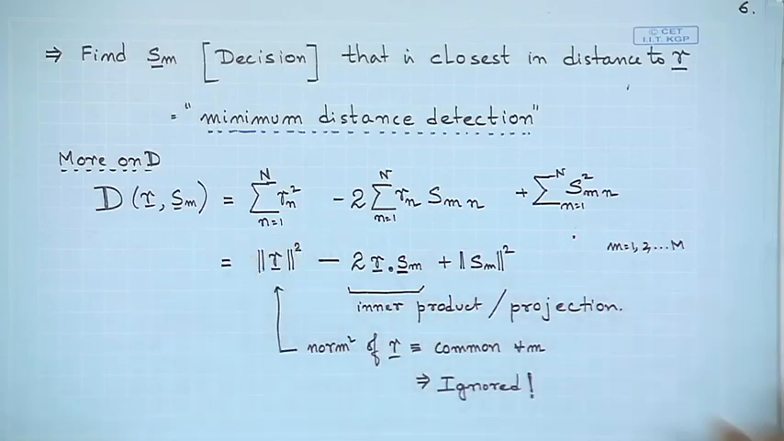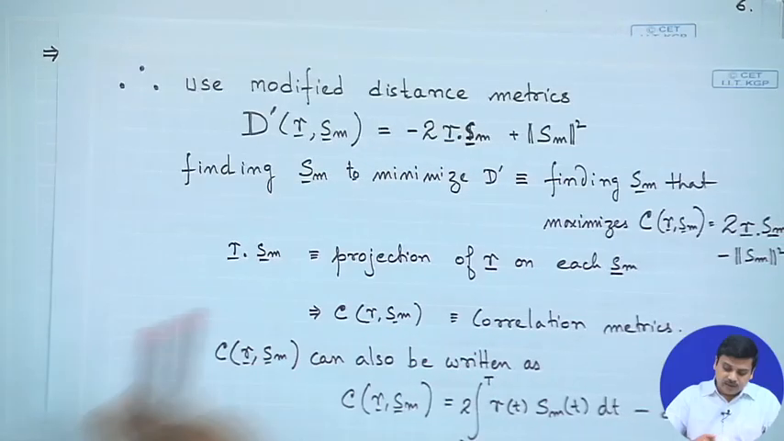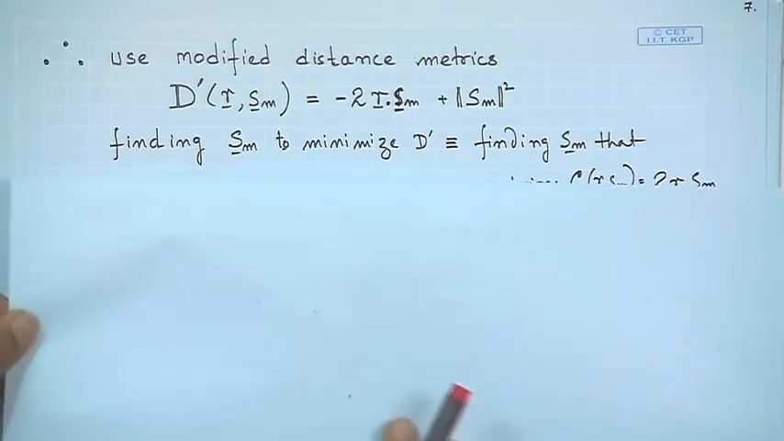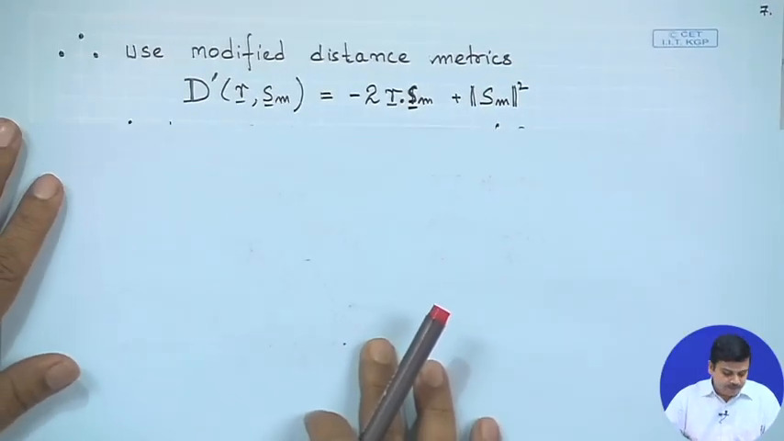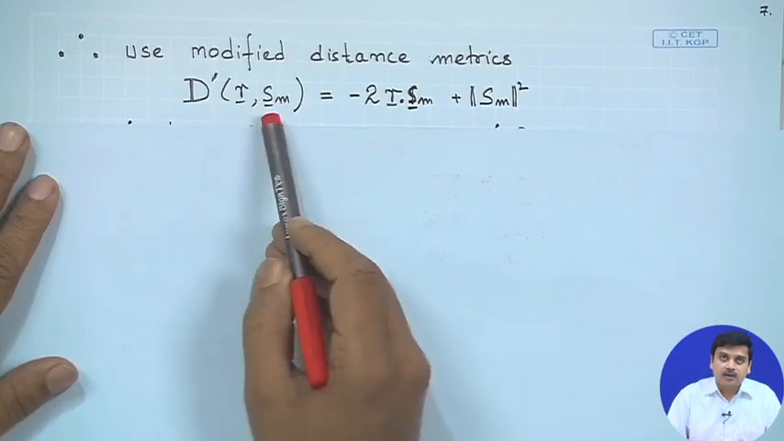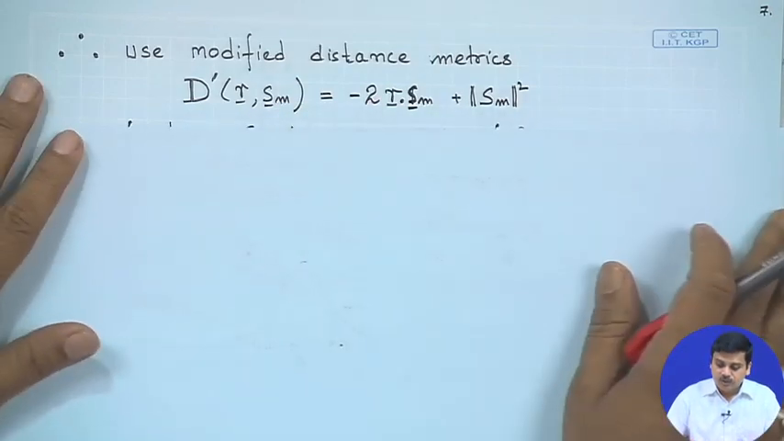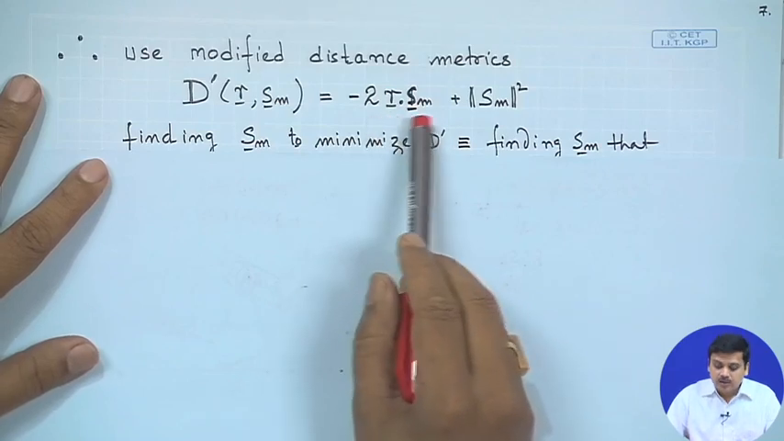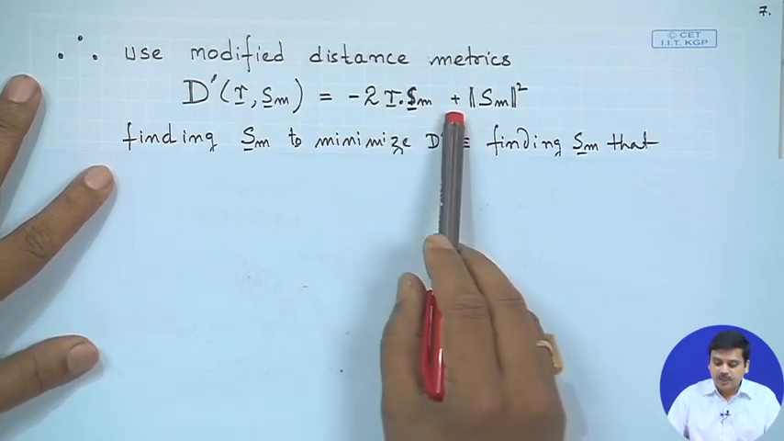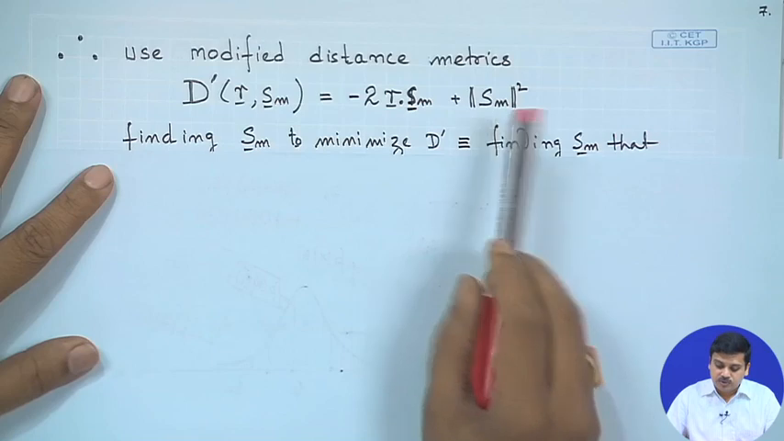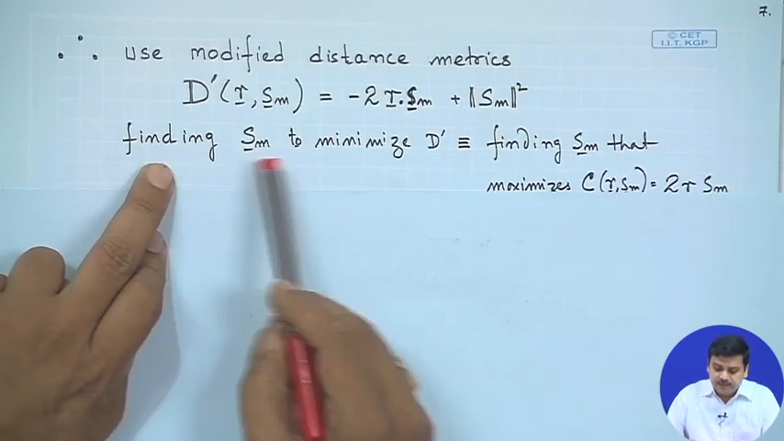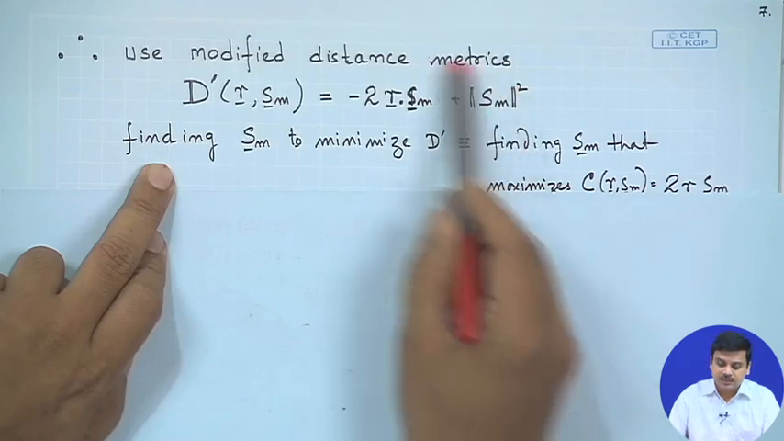So, since we do not need this, we modify the expression of d and we mark it as d prime of r and Sm, which could be read as minus 2 r dot Sm, that is the inner product, and norm Sm squared. That means we need to find Sm that minimizes this metric.